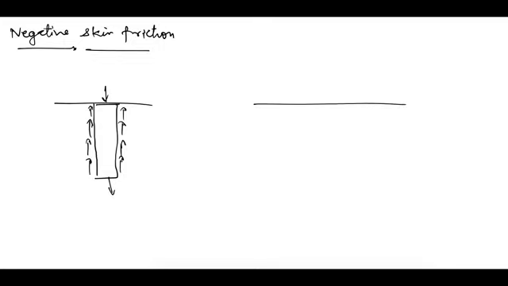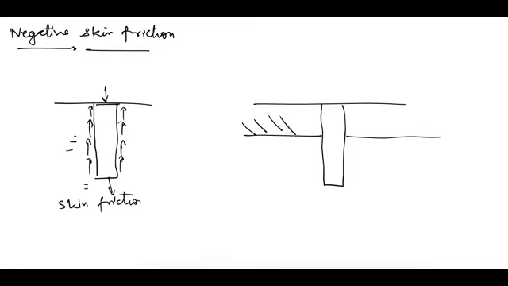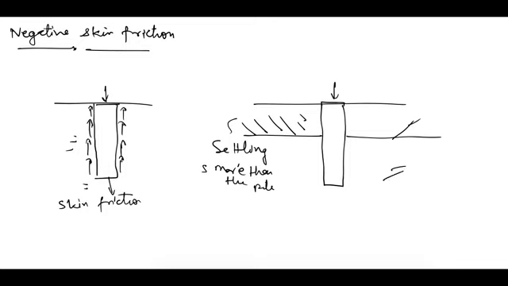Now there can be another case. This first case we simply call the skin friction, that is mobilized on the surface of the pile. Now there can be another case. Let's say this is our pile and a part of the soil in which the pile is there is settling more than the pile. So we have applied some loading here, and in this zone the soil is settling more than the pile, and in this zone, as usual, the pile is settling more than the soil.